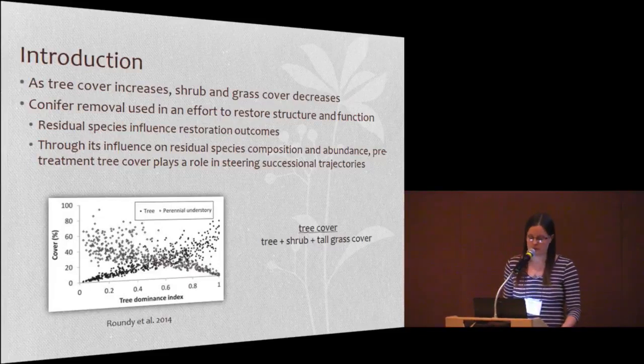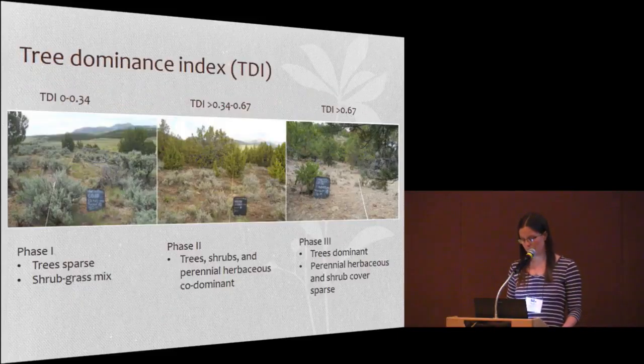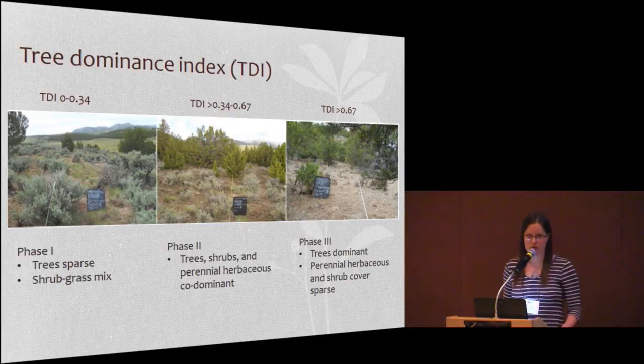So I'm going to be discussing tree dominance index, or TDI, which is basically just relative tree cover. It's the ratio of tree cover to tall shrub or tall grass cover, shrub cover, and tree cover. To help you visualize, I've broken it up into the three phases of juniper encroachment. Phase 1 is a TDI of 0 to 0.34, where the trees are sparse and it's a grass-shrub dominated site. A TDI of above 0.34 to 0.67 is phase 2, so the trees, shrubs, and grasses are co-dominant. And then a TDI of 0.67 and above is where the trees are dominant and the understory is sparse.